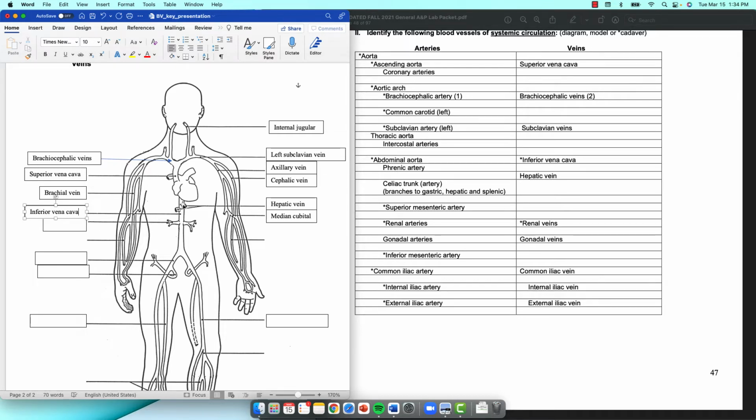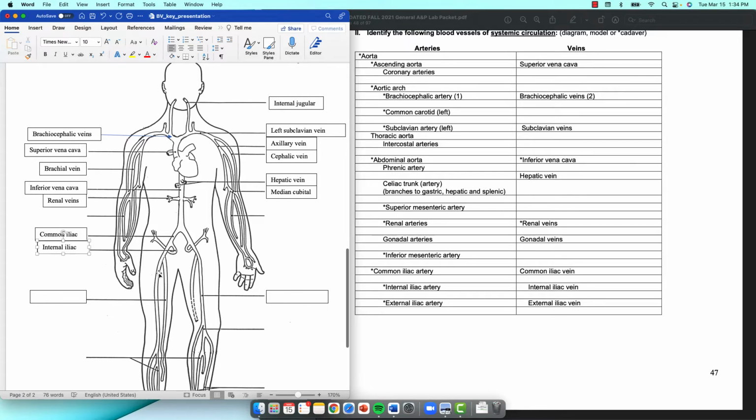And then looking over here, we have our inferior vena cava. Looks a little congested in here, but we're able to stick it in right before coming into the heart, inferior vena cava. And then renal veins. These would be branching equally on both sides bilaterally to each of the kidneys. And then just like we did in the arteries, we have our common iliac branching into our internal iliac and what would be the external iliac vein.